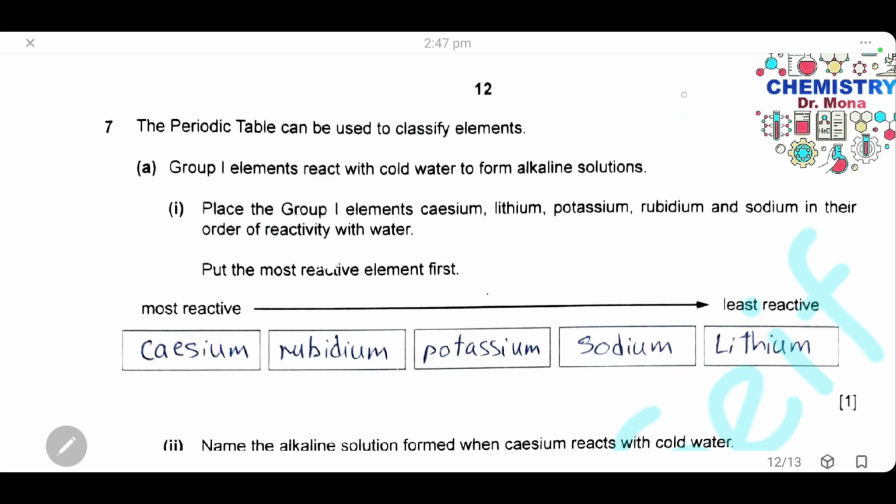We know that elements of group 1 increase in reactivity as we go down the group. So starting one, which is lithium, is the least reactive. So we will start here from lithium, sodium, potassium. As we go this side, on the left side, we are going to increase the reactivity until we reach cesium, which is the most reactive.